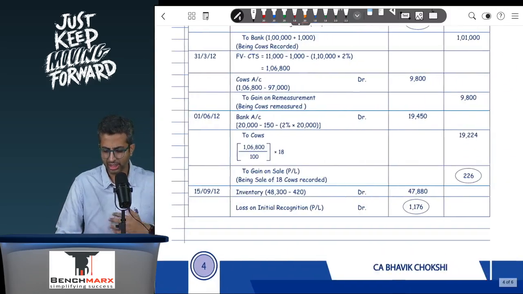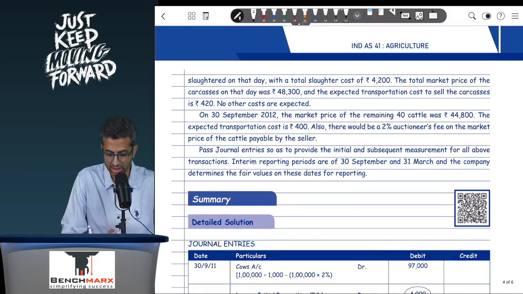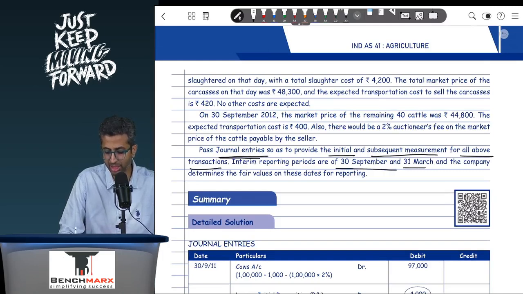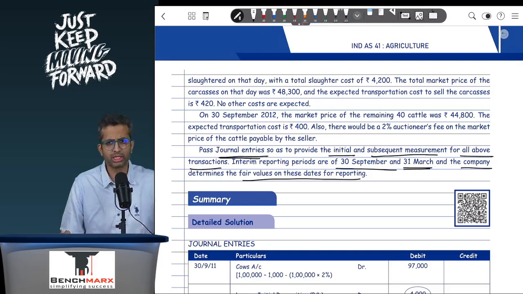Before we proceed further, if I just see what is asked in the question, you are asked to pass the journal entries to provide the initial as well as subsequent measurement for all the above transactions. Interim reporting periods are 30th September and 31st March, and the company determines the fair value on these dates. So technically, you can keep on remeasuring and find the fair value at each of the intermediate dates. However, the reporting periods are 30th September as well as 31st March, and hence fair valuation for the purpose of reporting will be done on these two dates, and you are asked to pass the journal entries.